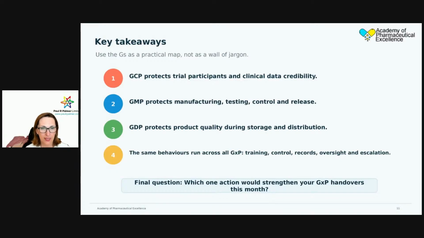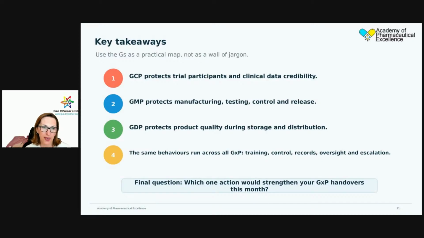The second takeaway is that the GMP protects the manufacturing, testing, control, and the release of your product. It asks the question whether the medicine was made correctly, whether it was tested appropriately, and released based on reliable evidence. The third takeaway is that the GDP protects the product quality during storage and its distribution, and it asks whether the medicine remained traceable, authorized, and within the required conditions after it was manufactured.